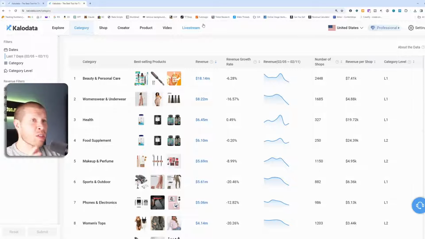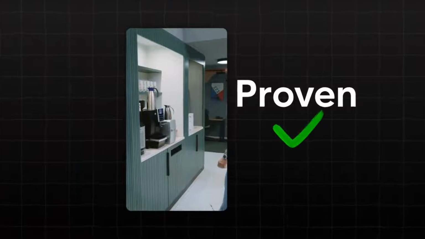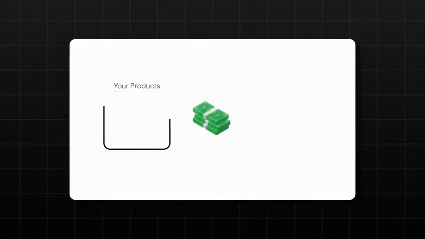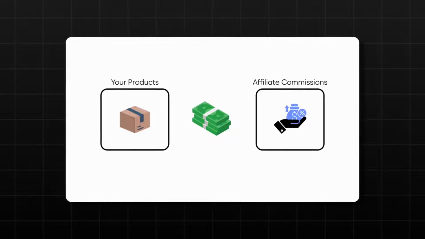Okay. So I could talk about this for hours and we could do a long tutorial. Let me show you a few different examples of how you can use it really quickly to find hot selling products within your specific niche, which you can then use to create videos for yourself and make money, whether you're selling your own products or making affiliate commissions.